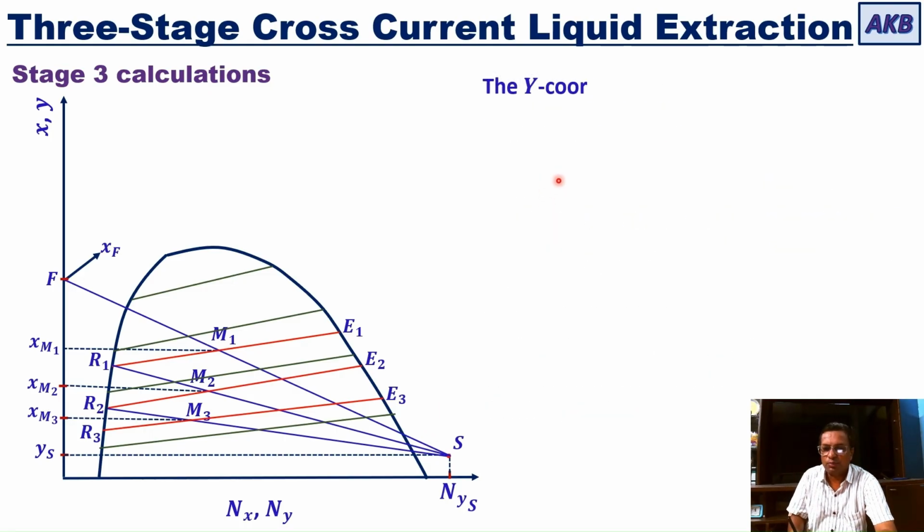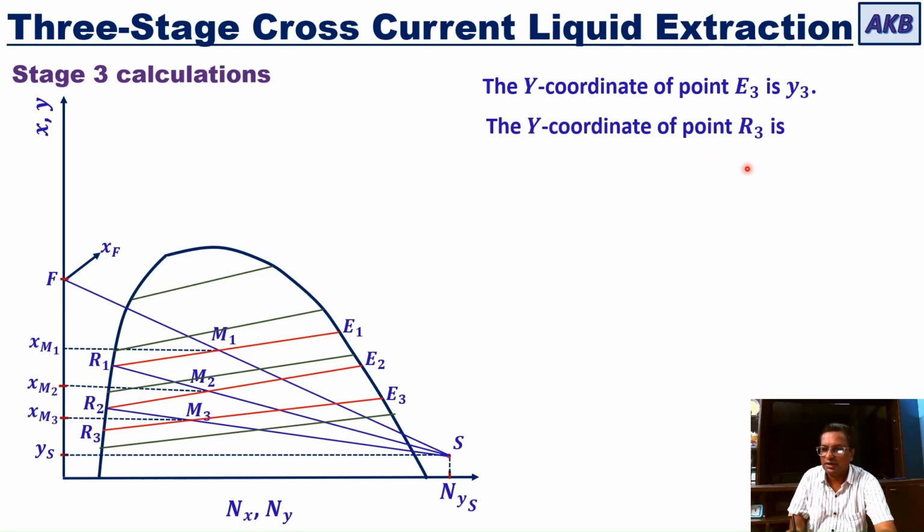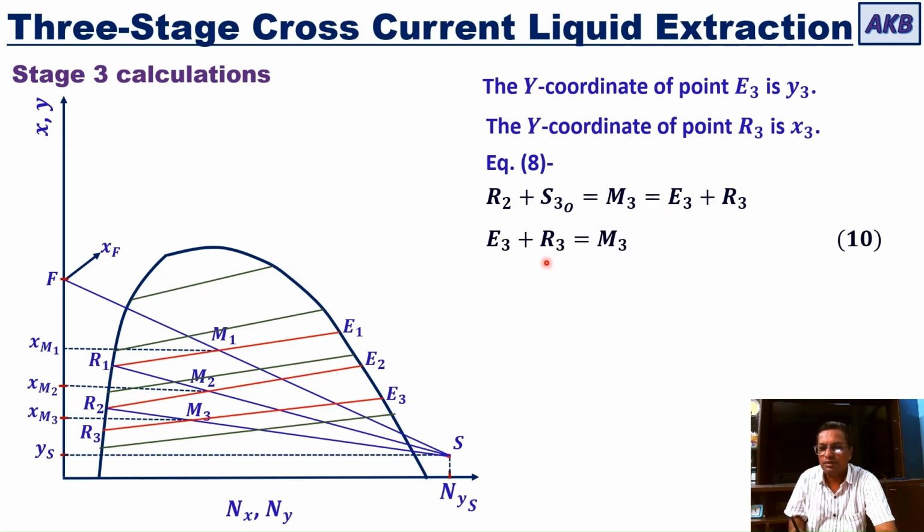Okay, so after locating points R3 and E3, we will read the y coordinates. Y coordinate of point E3 will give us Y3, and the y coordinate of point R3 will give us X3. So knowing Y3 and X3, you can get the quantities of raffinate and extract phases that come out of stage number 3. So equation 8 is R2 plus S30 is equal to M3, that is equal to E3 plus R3. I can write it like E3 plus R3 is equal to M3. I will call it equation 10.